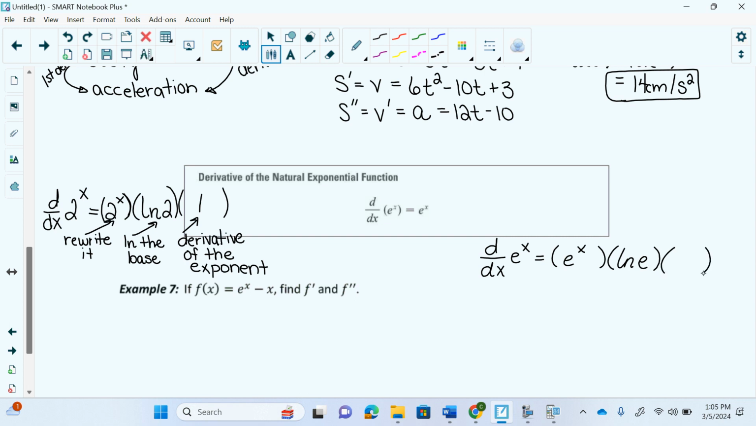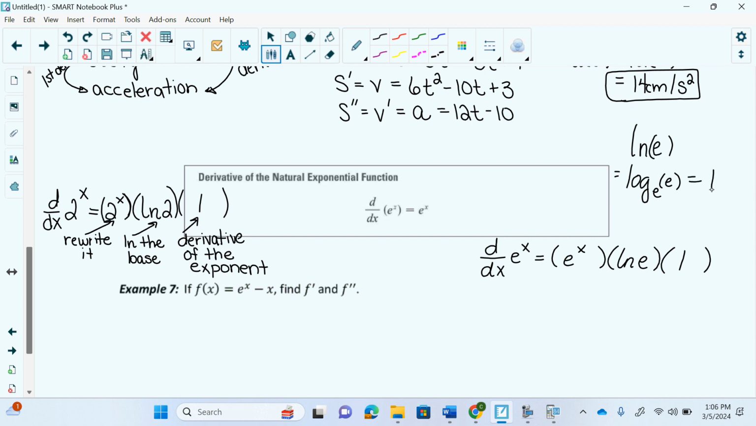And then the derivative of the exponent. What's the derivative of x? 1. What is ln e? 1. It is 1. And the reason why is ln is just log base what? Log base e, and then what's beside it? An e. What happens when you have log e of e? It's just 1. Because log a of a is 1, log b of b is 1, log 7 of 7 is 1. This will result in 1.